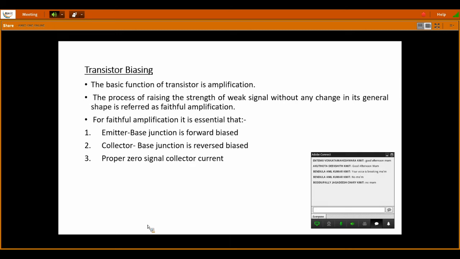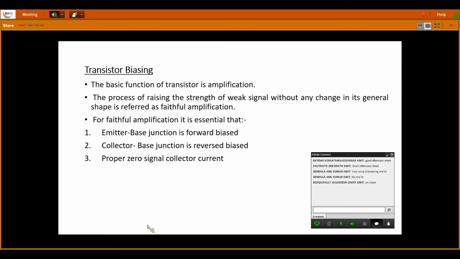The process of raising the weak signal without any change in its general shape is referred to as faithful amplification. What faithful amplification means is that there is no distortion at the output and no clipping at either side of the output, on the positive as well as the negative side. So you should not have any clipping or distortion. Then it is a faithfully amplified output.